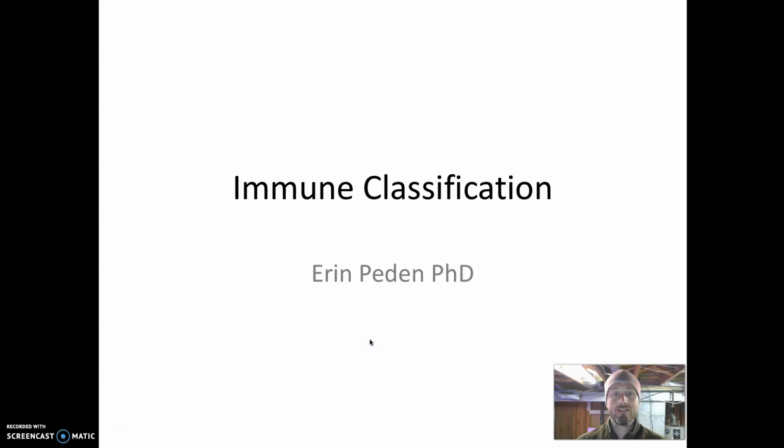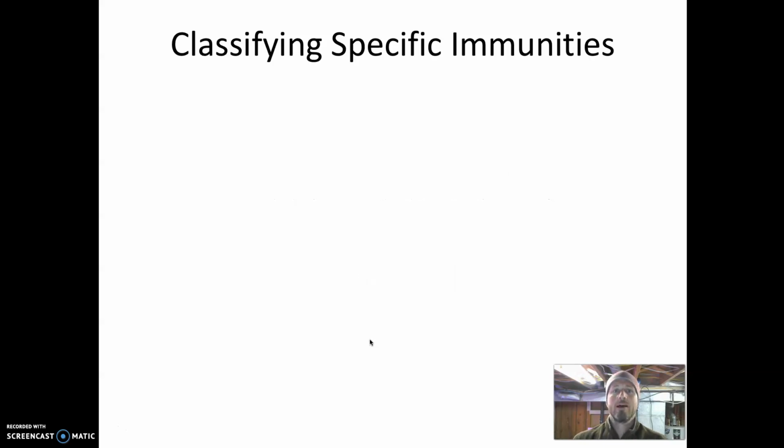All right, in this video, we want to think about the ways that we can classify different immune responses in the human body. So now that we understand how our immune responses work, we'll be able to apply these labels to specific situations. So, how do we classify specific immunities?